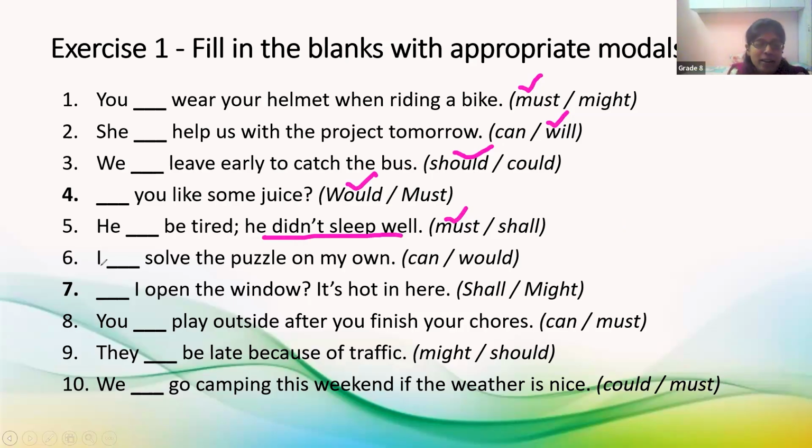Okay, next one. I guess I can. Sorry. I can. Shall I open the window? Shall I open the window? Wow, I've got a smart class.